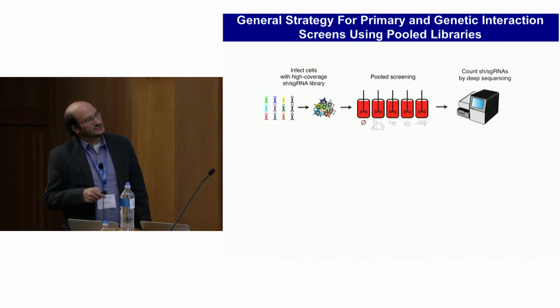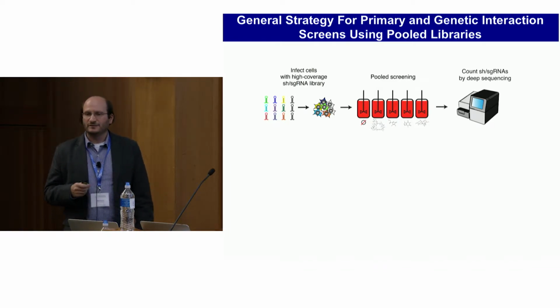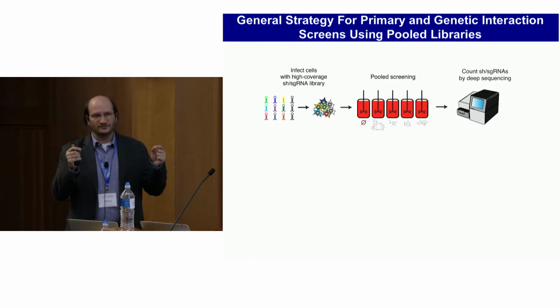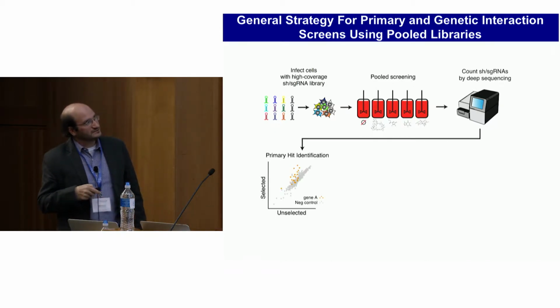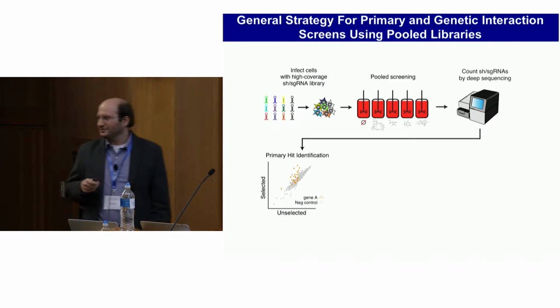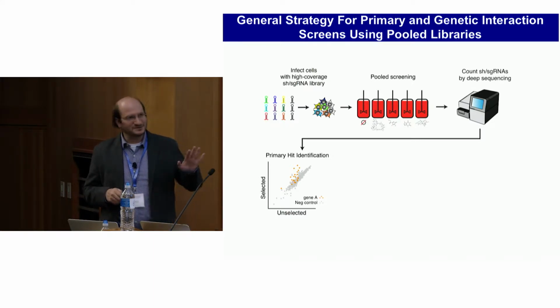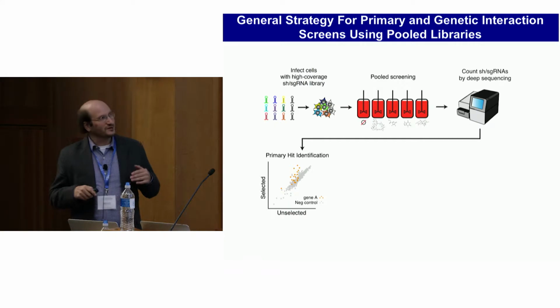And in the end, you sequence these populations, and you compare the treated population with the untreated population. You count the abundance of the guide RNAs, and you can call hits. In our libraries, we use a huge number of negative controls, so you can actually call hits. I think there's another lecture on statistics of calling hits and things like that. So I'm not going to spend too much time actually describing how the hits are called.